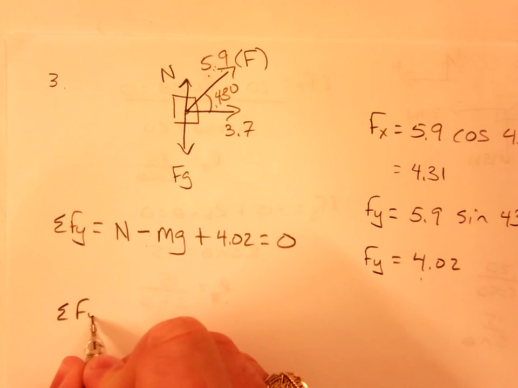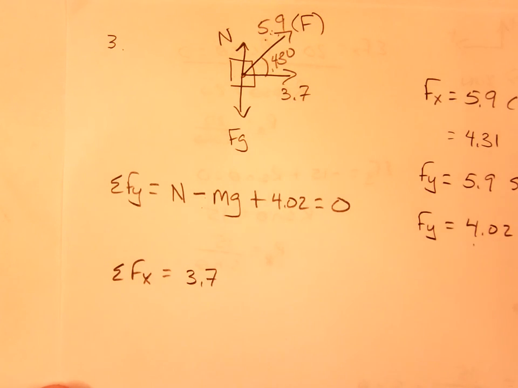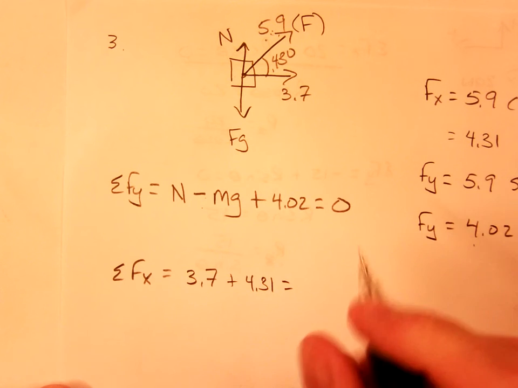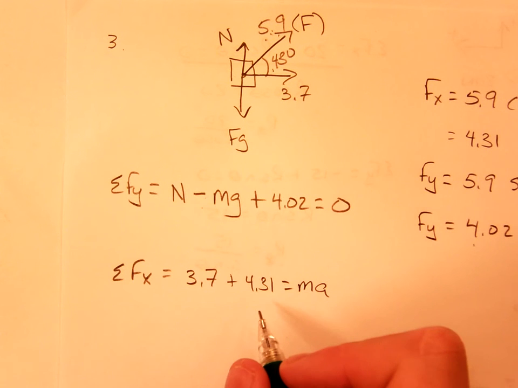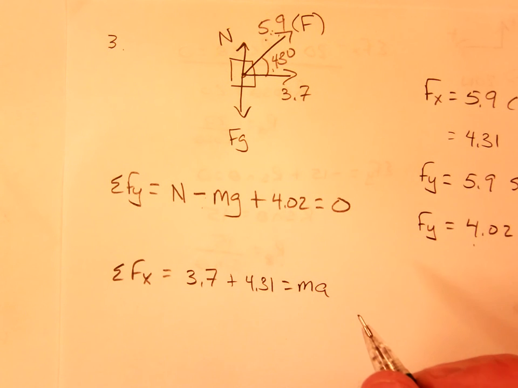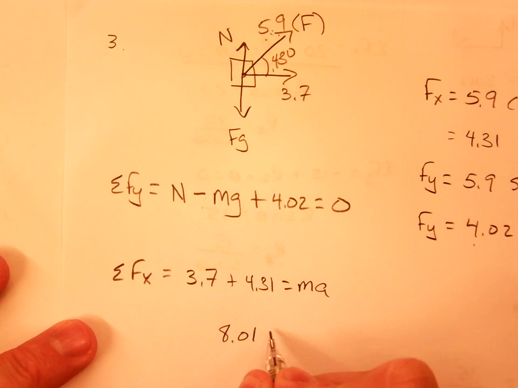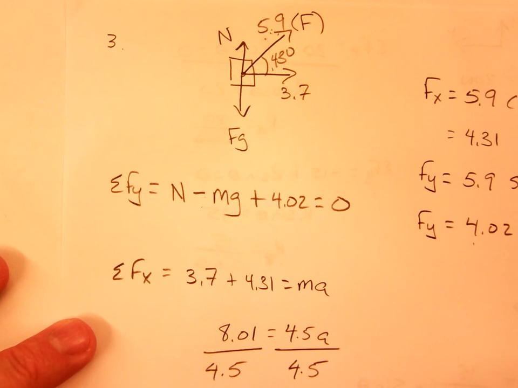So sum of forces in the x direction is going to be 3.7 pointing to the right plus 4.31 pointing to the right, and it says it's accelerating, right? So it's equal to mass times acceleration. So 8.01 is equal to 4.5 times A. So 4.5 divided by 4.5, I get A is equal to 1.78 meters per second.